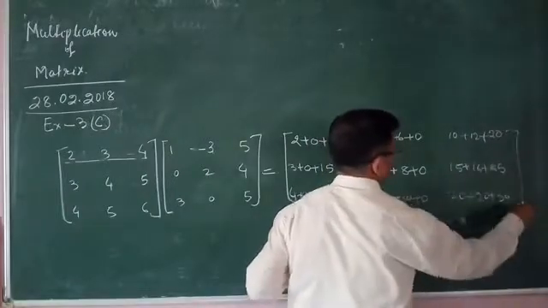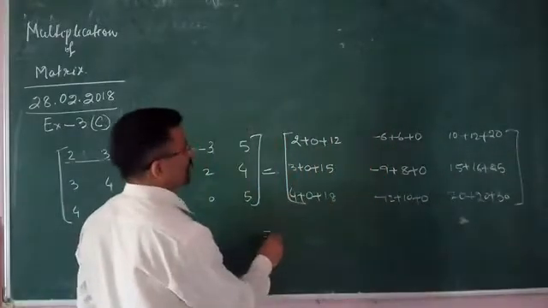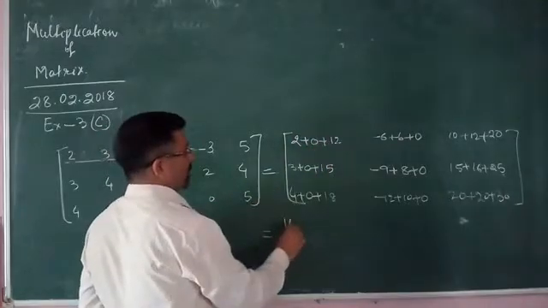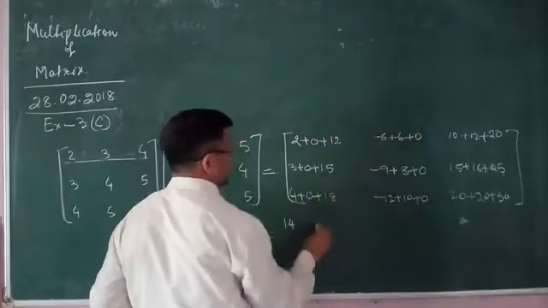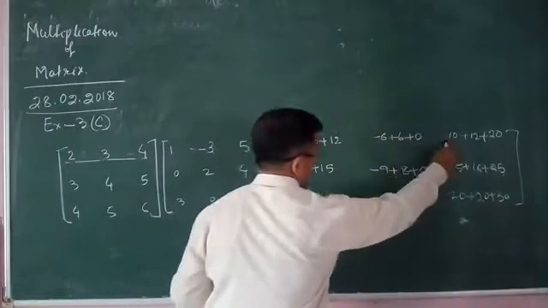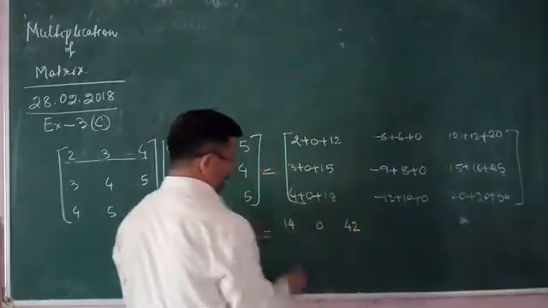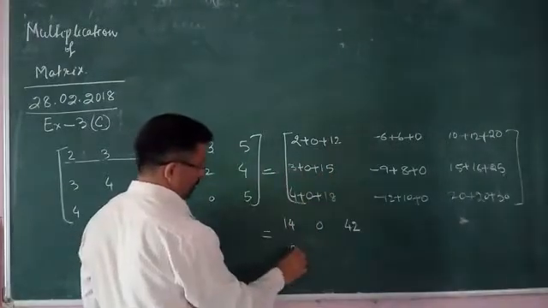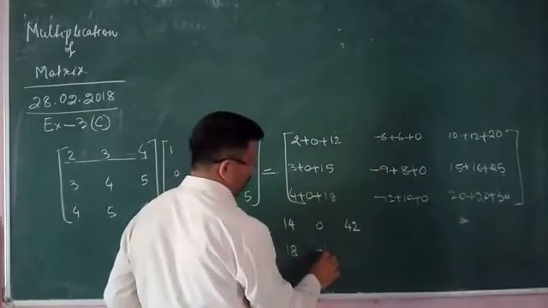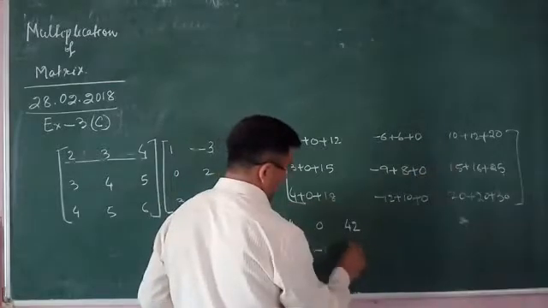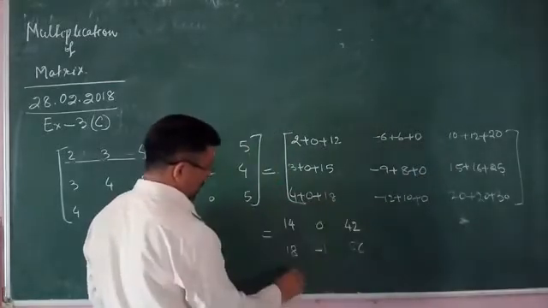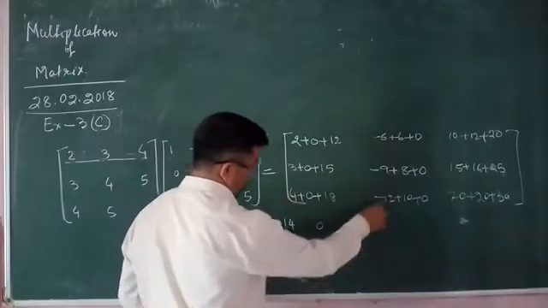And now the final answer. After this, final answer. 2 plus 12, 14. Minus 6 plus 6, 0. 10 plus 20, 30, plus 12, 42. 18. Negative 1. 40, 56. 22. Minus 2.